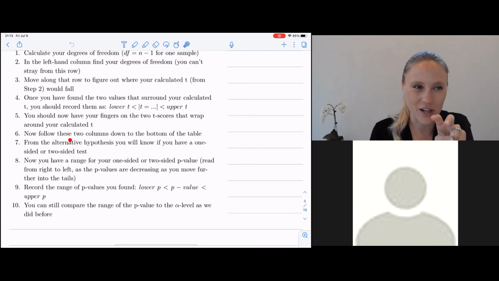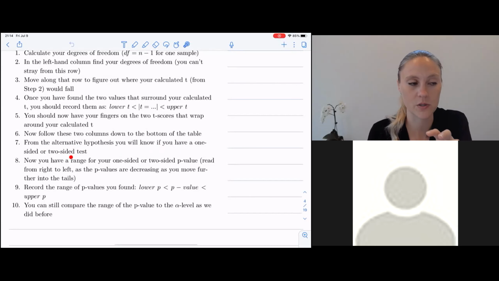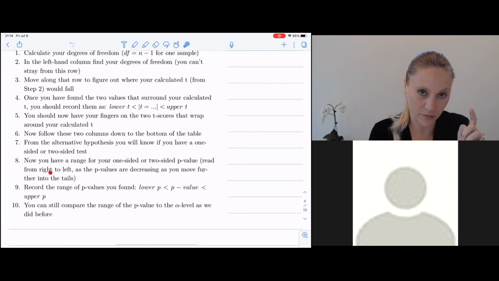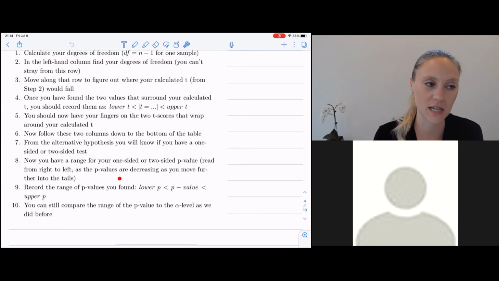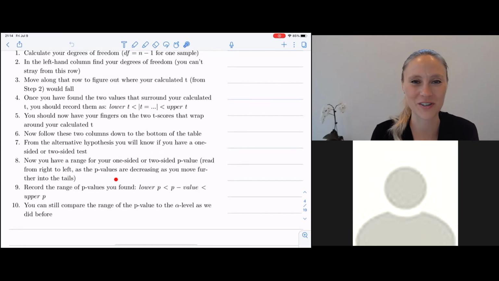And now you're going to follow these columns down to the bottom of the table, right, where those p-values are. Then from the alternative hypothesis, you'll know if you have a one-sided or a two-sided test, right? That's going to determine if you need a one-sided or two-sided p-value. So now you're going to have a range for your one-sided or your two-sided p-value. And here I've got a note, read from right to left as the p-values are decreasing as you move further into the tails. All of this I said. So depending on what you preferred, kind of visual or written, you've got it all.